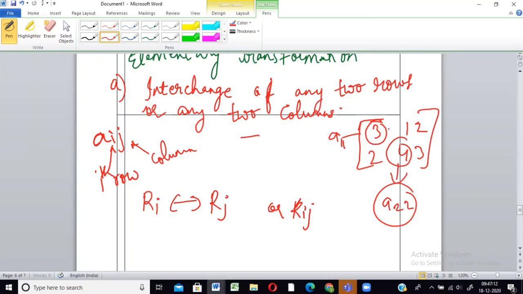Like this. Now here are two rows. This is your first row, 3 1 2. This is the second row, 2 4 3. I interchanged R1 and R2. Interchange means how will that look? Row 2 will go over here, and Row 1 comes down. This is what R1 interchange R2 means. So the two rows are interchanged.